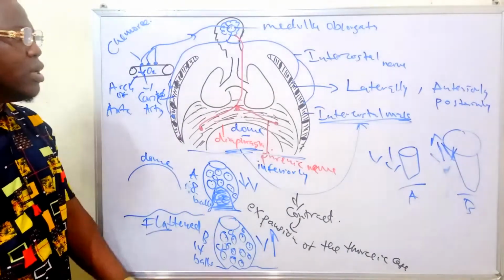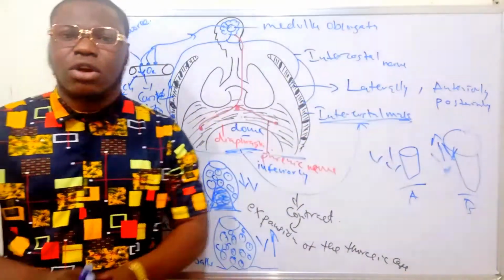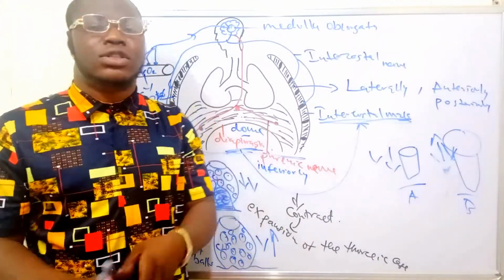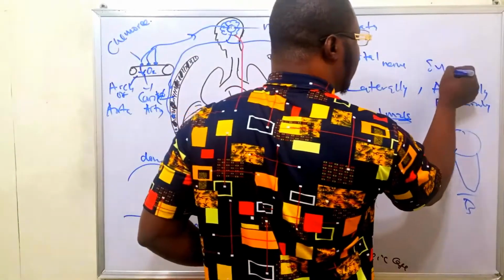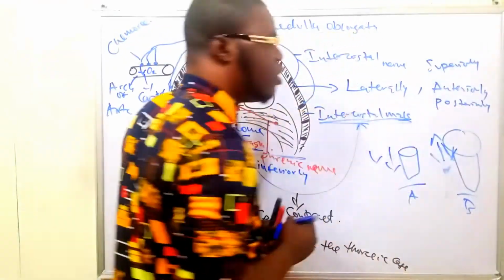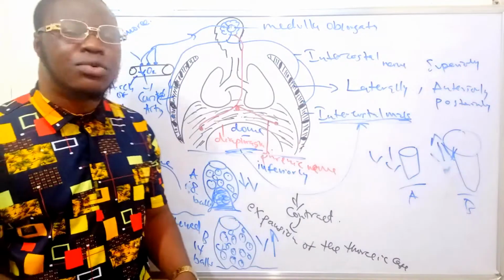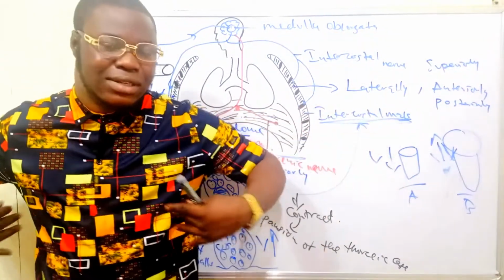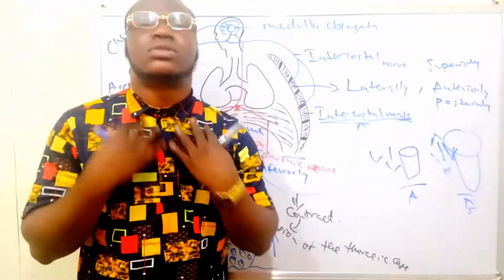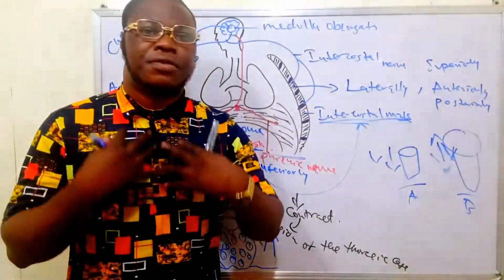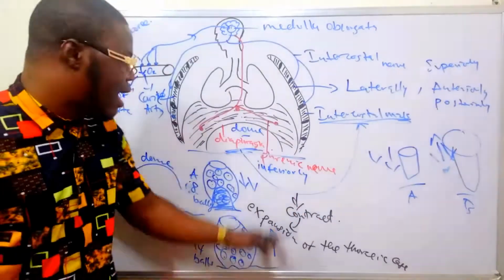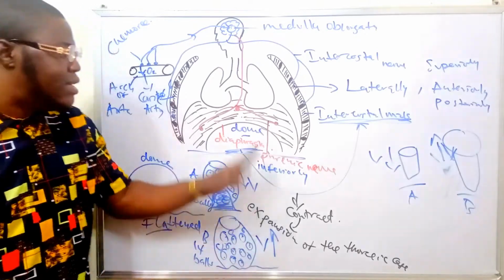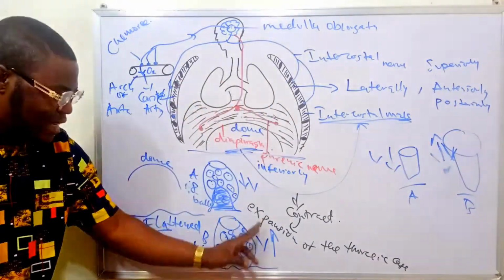Now, if you take a close look at all these terms, I told you that the intercostal muscles are going to move upward, outward. Upward is superiorly. You realize that all our anatomical terms in the four-dimensional areas are complete. So you have laterally, that's by the side. Superiorly is up. Anteriorly is front. Posteriorly is back. And inferiorly is under.